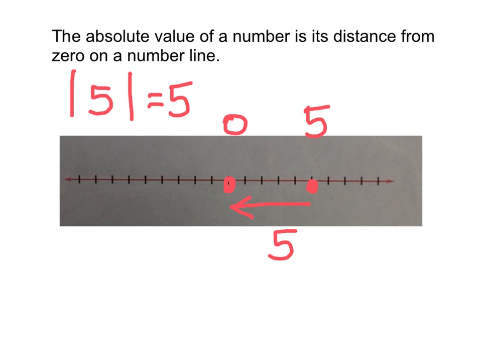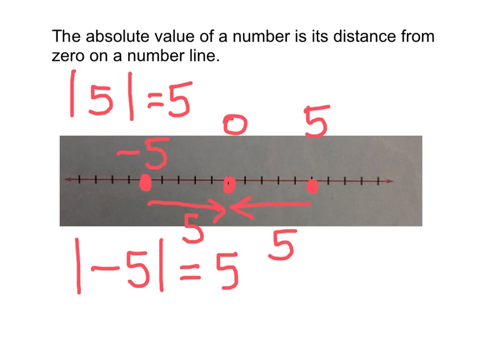Now let's consider negative 5. Negative 5 on the number line would be 5 units to the left of 0, over here. And the absolute value of negative 5 is going to be the distance from 0. Well, that distance is also 5 units, because you cannot have a negative distance. If you're measuring a distance, it will always be positive. So the absolute value of negative 5 is also equal to 5. And visually we can see that both those numbers are the same distance from 0, so they both have the same absolute value.